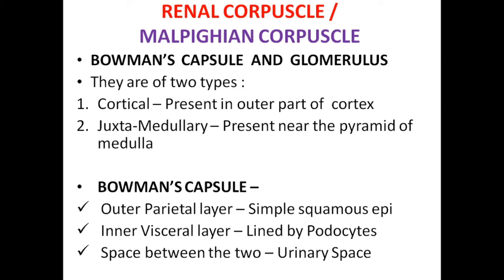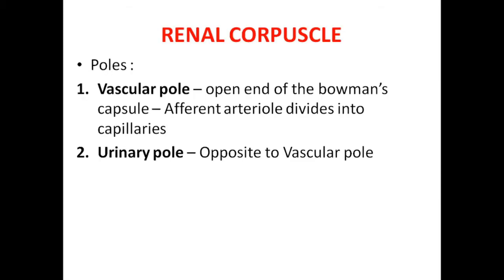Now within the cup of the Bowman's capsule there will be the tufts of capillaries, formed by the afferent arteriole and the efferent arteriole, and the endothelium of these arterioles fuses with the podocytes and forms a common membrane, which we call the glomerular basement membrane. Apart from that, renal corpuscle has got two poles: the vascular pole, from where the afferent arteriole divides into capillaries, and the urinary pole, that is towards the side of the proximal convoluted tubules, where there is collection of the urine, the filtrate.